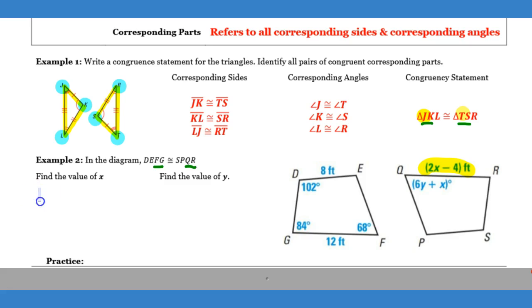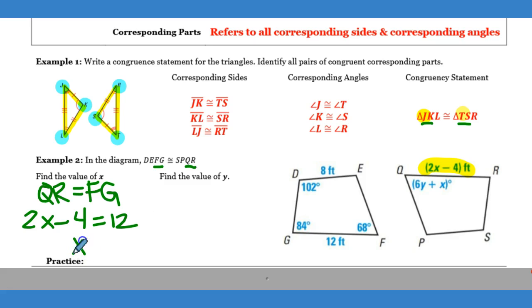So I know that QR equals FG. Then I can set up my equation as 2x minus 4 equals 12. So then I know that x equals 8. Okay? So there's my x value.